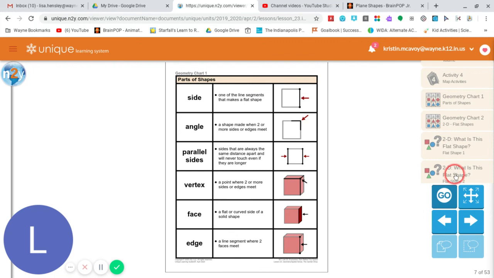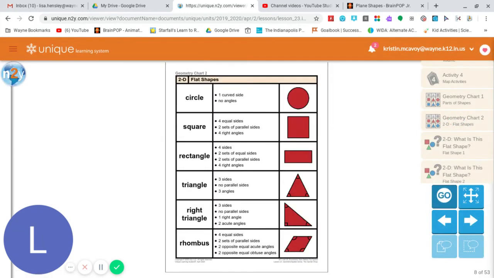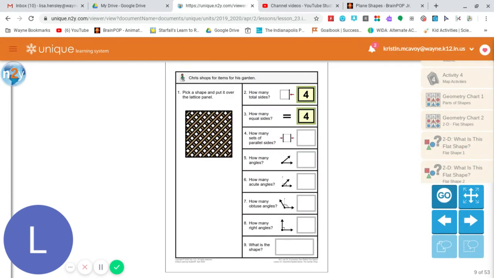And then the last question is, what is this shape? So use this chart to help you with those angle questions, okay? And the parallel sides right here. So if you want to work through it yourself, pause the video now and then come back and rejoin me. If you want to keep working with me, I'm going to keep working through it now.